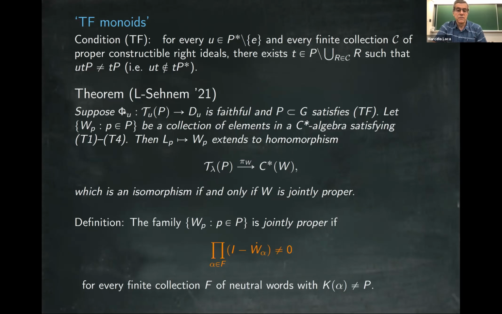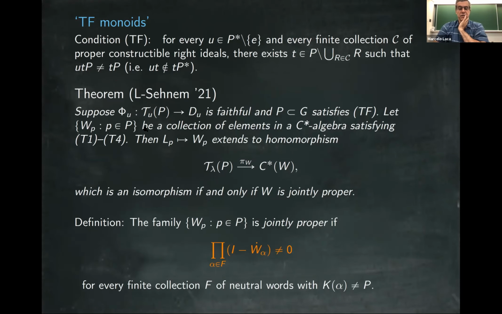So the theorem says that if you, again, have this weak containment condition, that is, faithfulness of the conditional expectation from TU of P to DU, and P is contained in G, and it satisfies this condition TF.